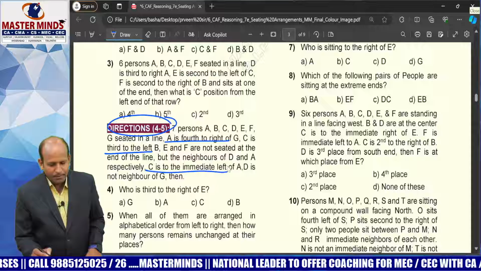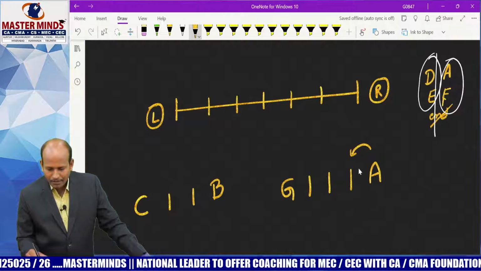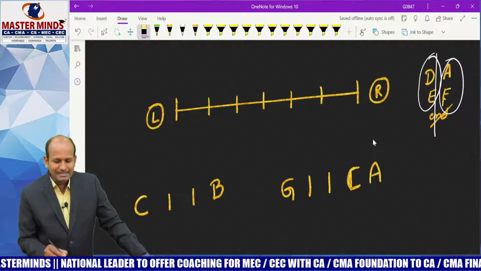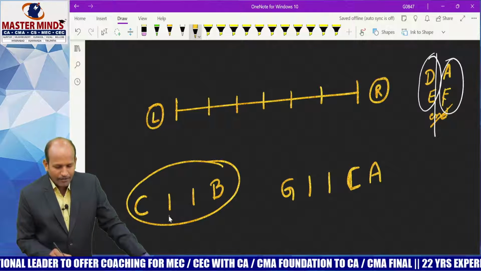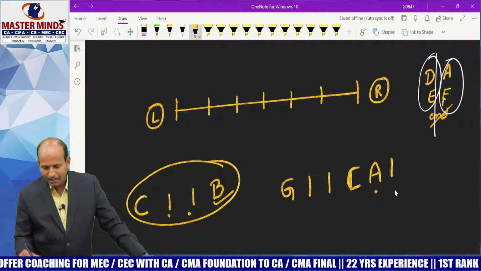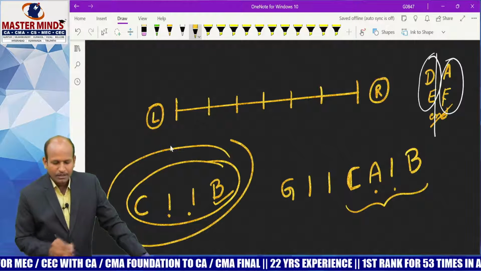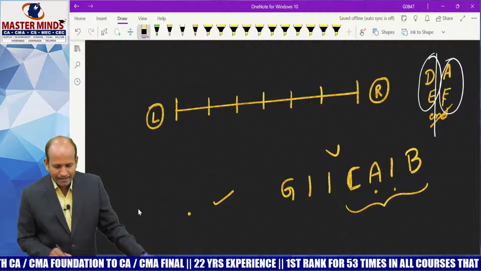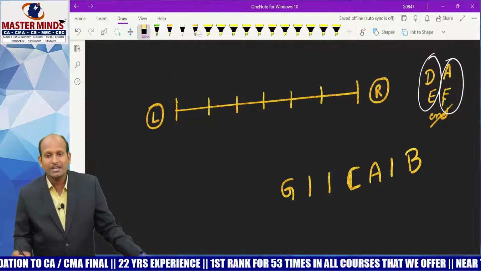Next, C is to the immediate left of A. C is to the immediate left of A. So A's immediate left place belongs to C. If it is C, then we can combine this statement with the previous one. After C, with 2 gaps, we have B. After C, 1 gap is A, and then the second gap, now you can say it is B. So C after 2 gaps is B, which is also included in the second statement. Now all 7 positions are completed. See this: G, 2 gaps, C A, 1 gap, B.